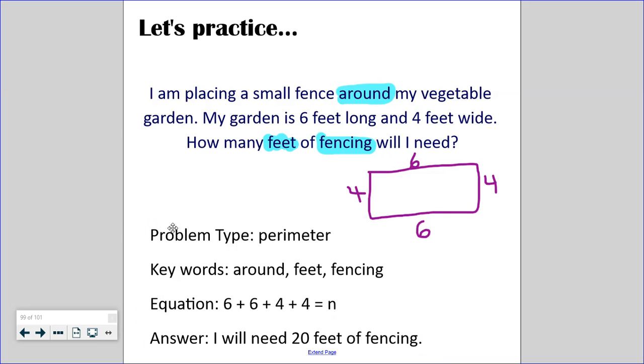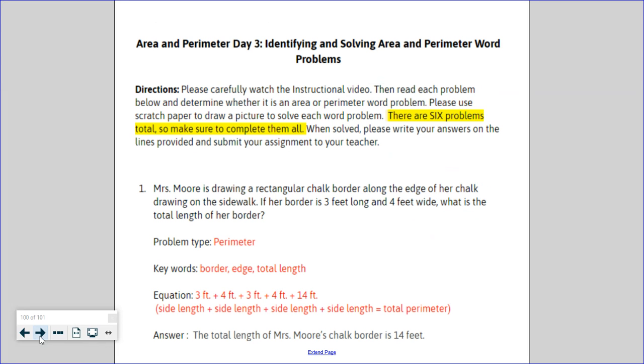Okay? The most important thing in your answer, ideally, you could answer in a complete sentence. If you choose not to, I just want you to make sure you label it. Don't just write 20 or 42. You need to tell me 20 what, 42 what. It's really important to label your answers. Okay, so let's look at what your work is going to be today.